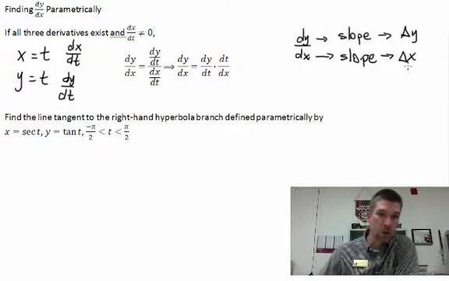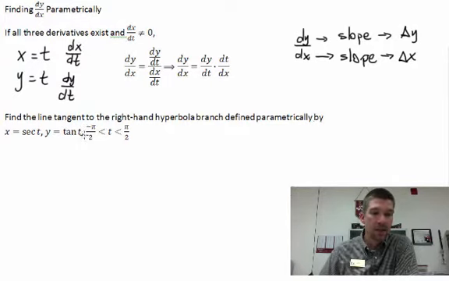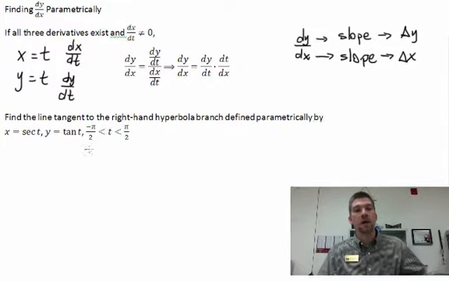So how does it work? Well, it works like this. Find the line tangent to the right-hand hyperbola branch defined parametrically by x equals secant t, y equals tangent t, from negative pi over 2 to pi over 2. So how does all that work, you might ask? Well, here's how that works.